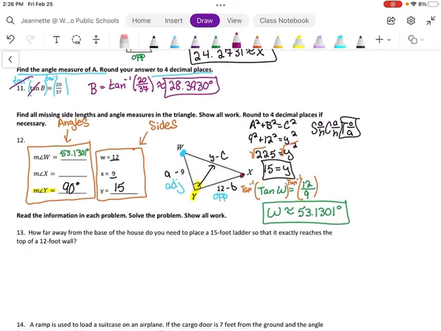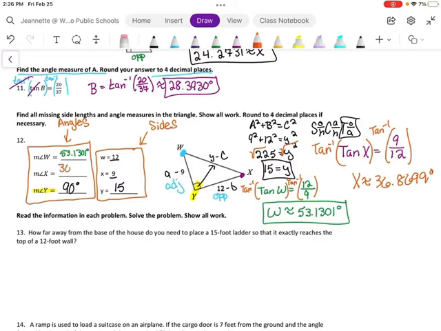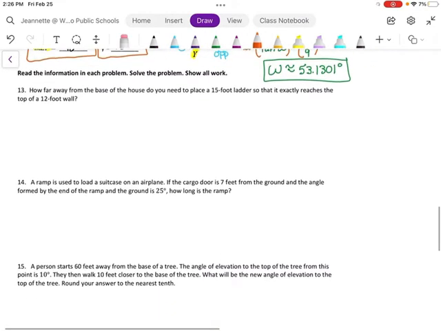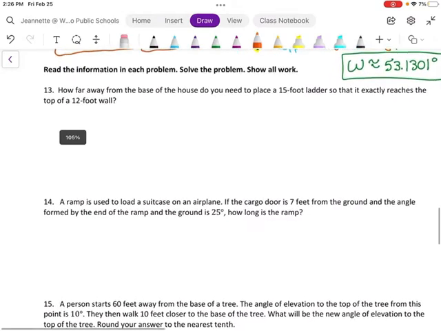And then we can do the same thing to find angle X. We can do the tangent of X equals 9 over 12 this time, and then we take the inverse of both sides. And by doing that, we're going to get X is about equal to 36.8699 degrees. And that's our last step for solving for a triangle. You just have to find all of the missing measurements that they give you.